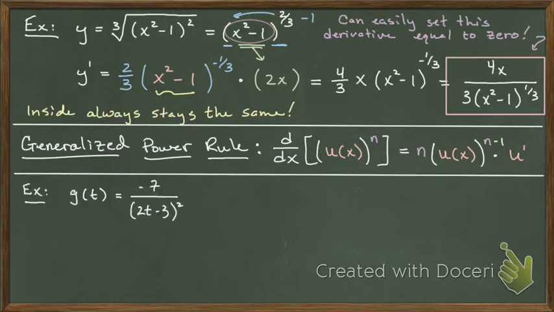Let's do another. Here I'm changing variables on you. I've got a function of t minus 7 divided by, parentheses, 2t minus 3, then to the 2nd power.